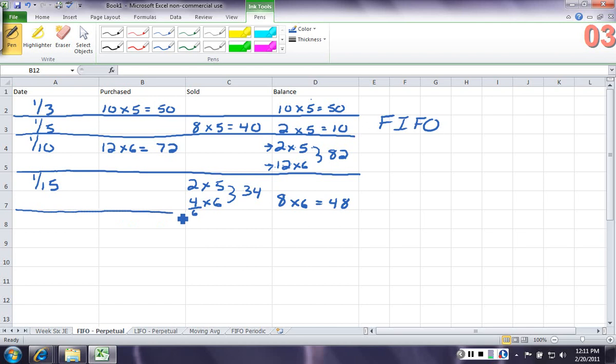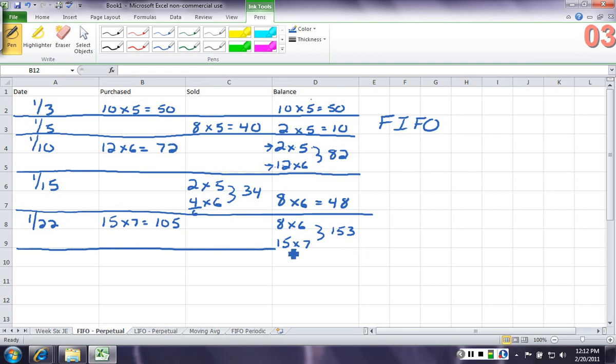Draw a line for another layer. On the 22nd, I bought another 15 leashes. This time I paid 7 for them, or $105. So now I have 8 at 6, 15 at 7. Notice I'm keeping these layers in the proper order. This layer is worth $153.